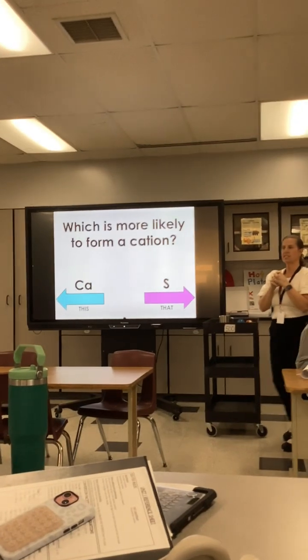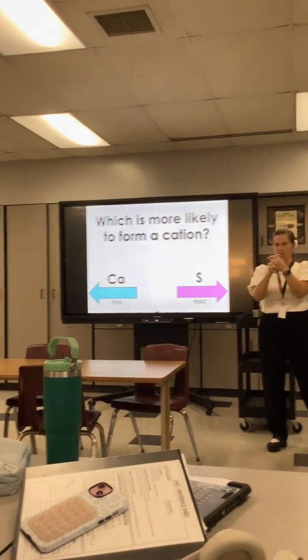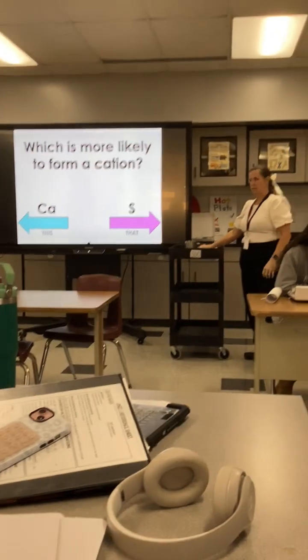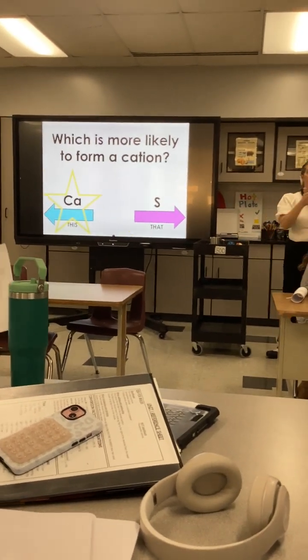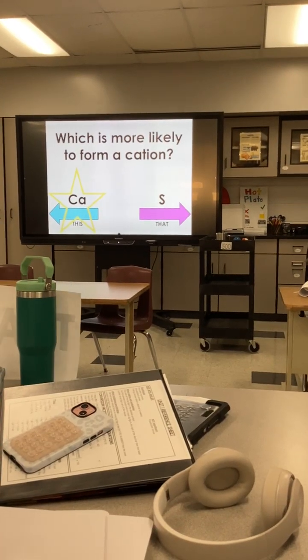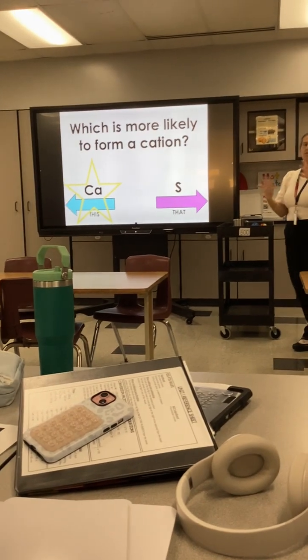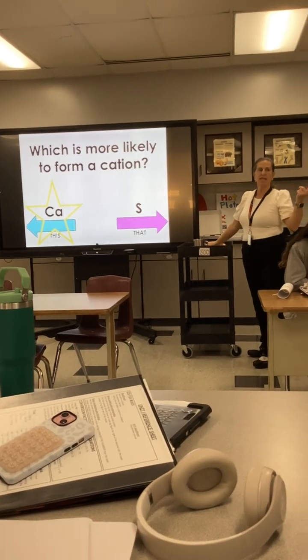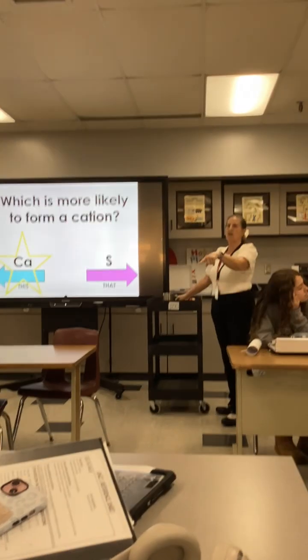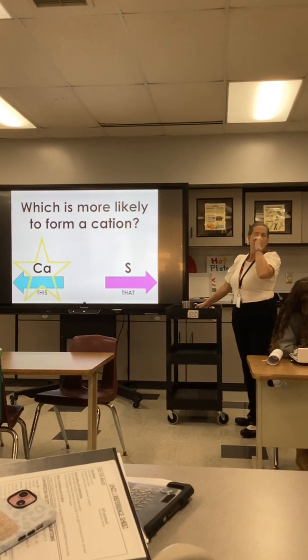Hey, remember, the ones on the left-hand side are the ones that are going to be positive. The ones on the right-hand side are going to be negative. And positive ones are cations. Negative ones are called anions.